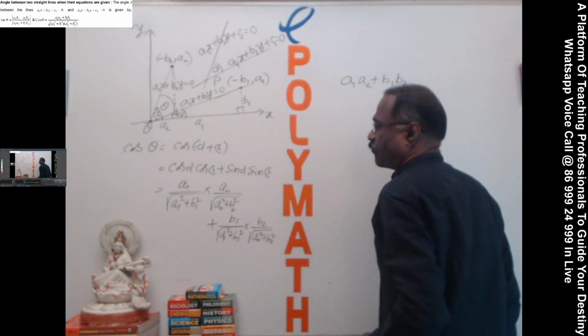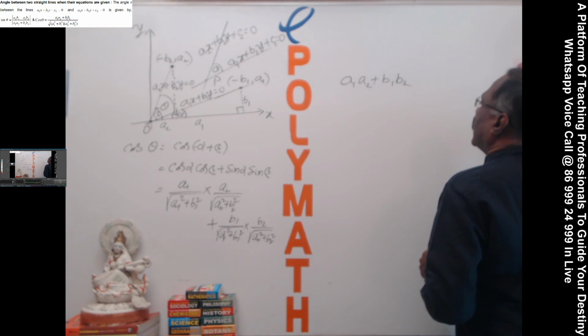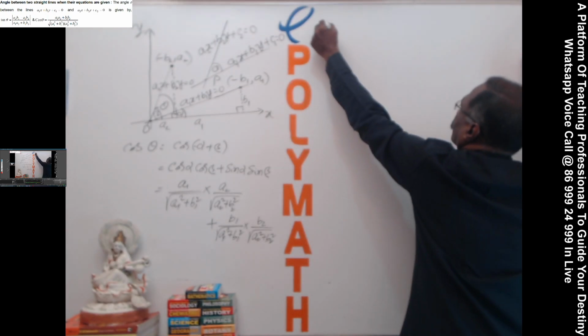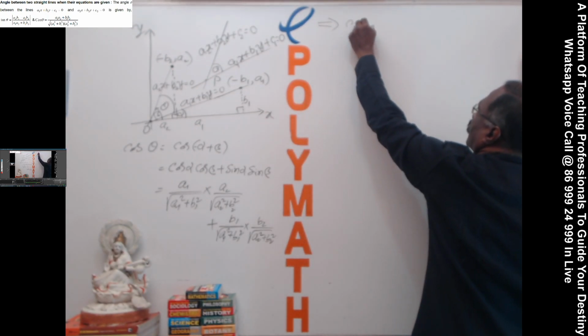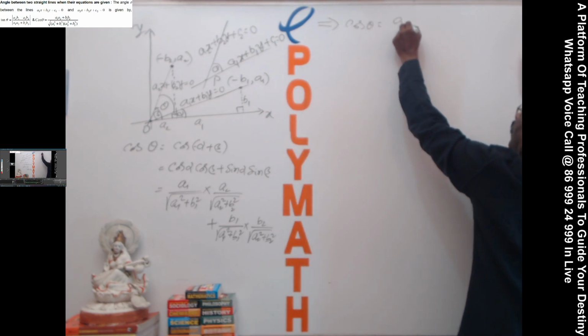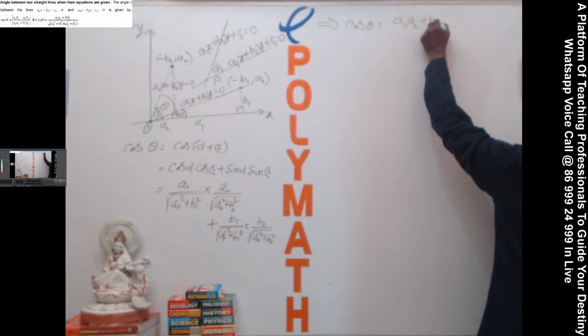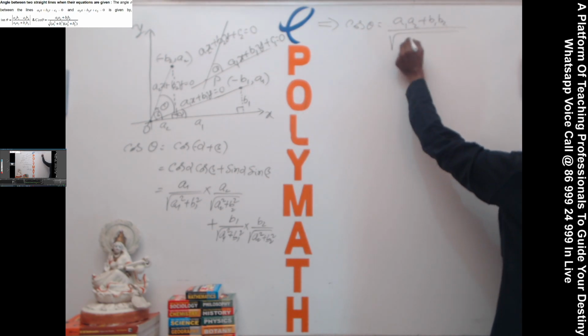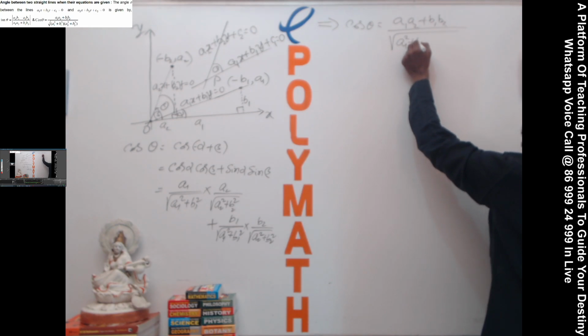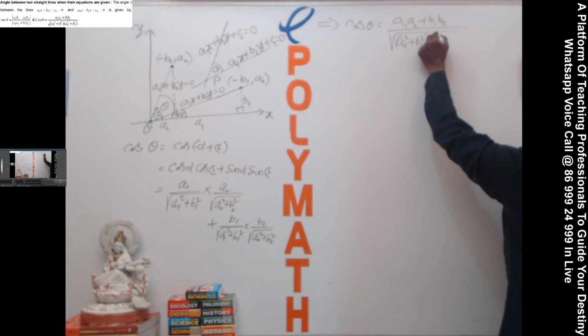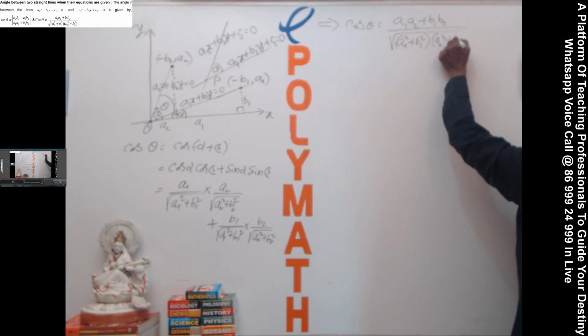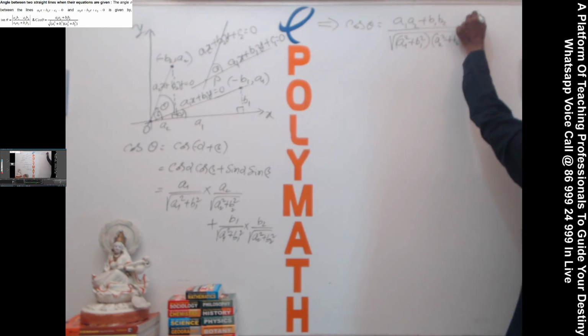Then what is the final formula? Cos theta is nothing but a1 a2 plus b1 b2 divided by root over a1 square plus b1 square into a2 square plus b2 square. This is the final formula.